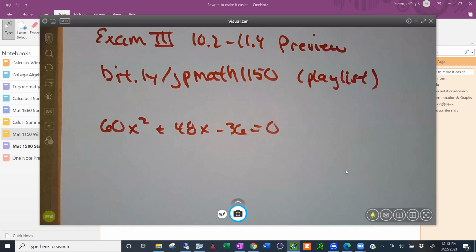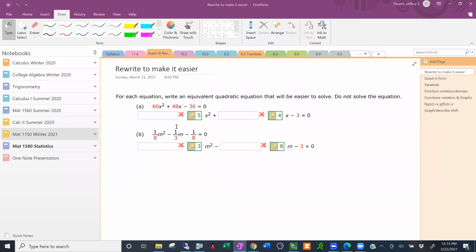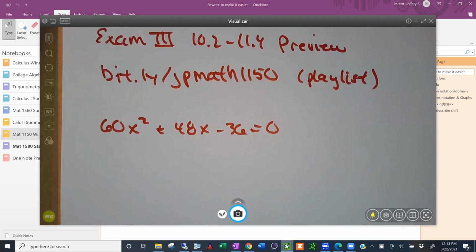So here's a bunch of review problems, some highlights from the review problems that I wanted to discuss before your exam this Wednesday. Now this one will be phrased like this. For each question, write an equivalent quadratic equation that will be easier to solve. Do not solve the equation. So here's the first one.